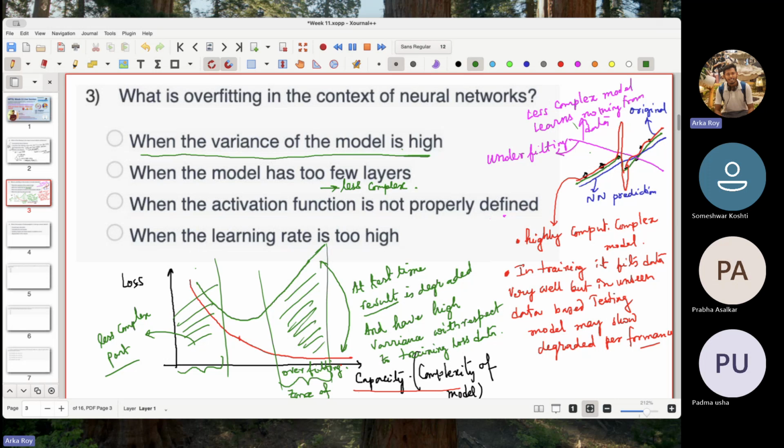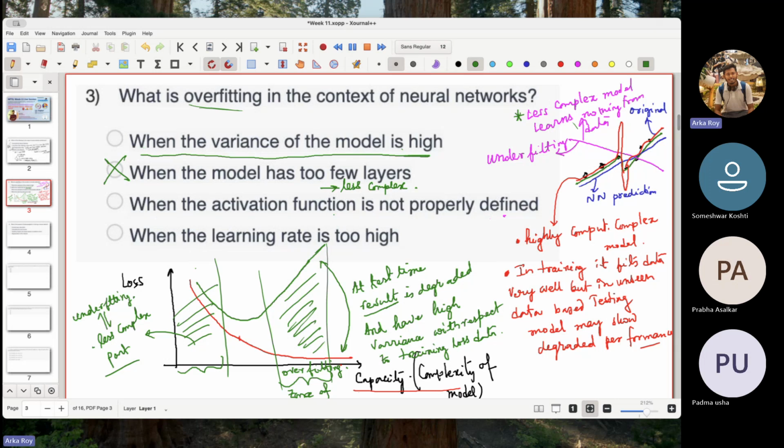With a less complex model, which refers to this pink zone, your model is not able to learn anything from the data, which refers to underfitting. So the analogy is that a less complex model corresponds to underfitting, not overfitting, and a highly complex model corresponds to overfitting. Therefore, when the model has too few layers, it does not represent the overfitting condition, so this is not the correct option.